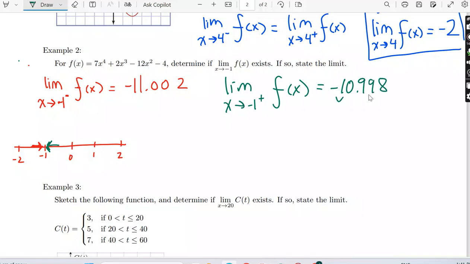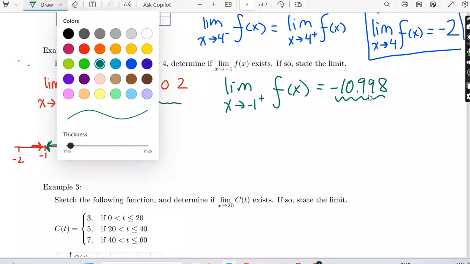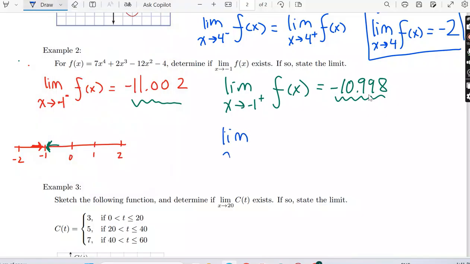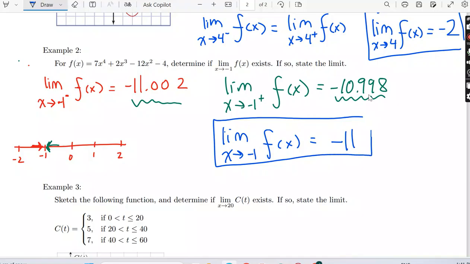Looking at these two numbers, they both approach roughly -11. So we can then say the limit as x approaches -1 of f(x), since they're both the same, is -11. And yes, it does exist. Okay.